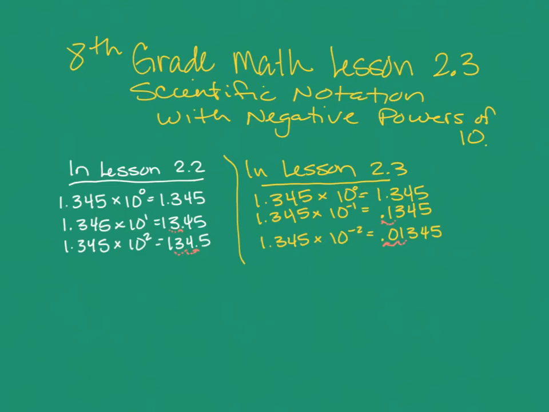Eighth grade math lesson 2.3 is kind of just the reverse of lesson 2.2. This is scientific notation with negative powers of 10. This would be useful for numbers that are very, very small, like if you were studying the diameter of a little bitty atom and you were looking through a microscope and measuring things like that, or the diameter of a piece of hair, something tiny, tiny.